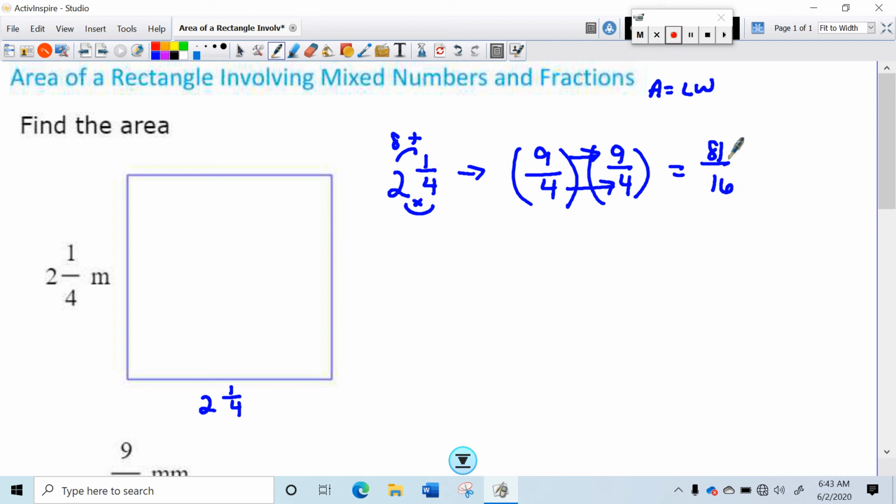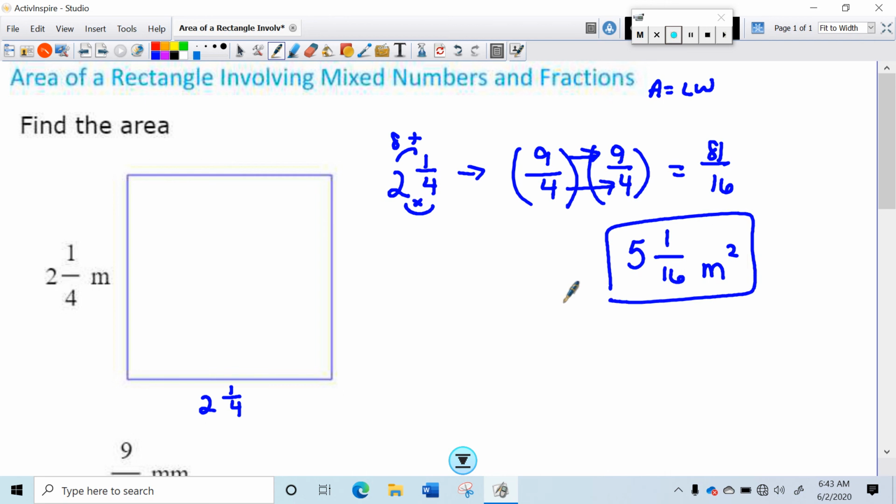Now to change that back into a mixed number, you keep the denominator, 16. 16 goes into 81 5 times. 16 times 5 is 80, so you had 81, you had 1 extra. That goes up top. And these were meters, and because it's area, it's always square. So 5 and 1/16 meters squared.